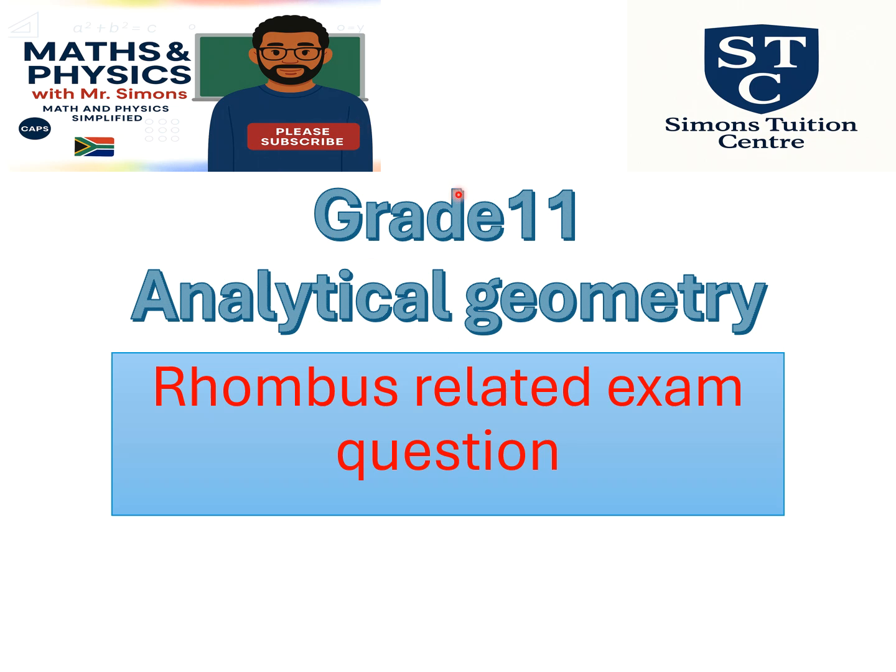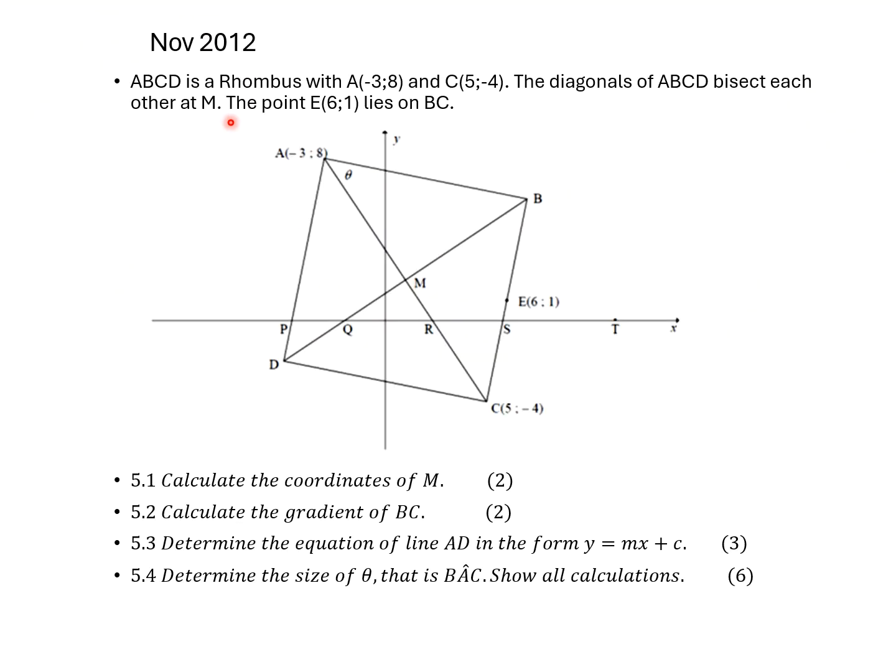Simons. Here we're looking at grade 11 analytical geometry questions tested in grade 12 exams, and this is a rhombus related exam question, right? So in November 2012, ABCD is a rhombus with A being minus 3 and 8, C being 5 and negative 4. The diagonals of ABCD bisect each other, they're at M. The point E, 6 and 1 lies on BC.